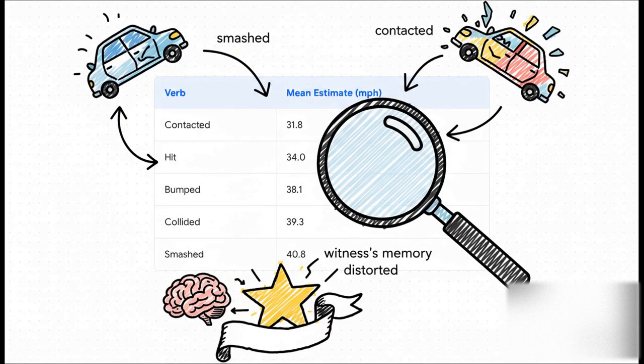They're pretty staggering, right? I mean, look at the difference. When the verb they used was smashed, the average speed people guessed was over 40 miles per hour. But when it was just contacted, it dropped all the way down to under 32. This just goes to show how a simple leading question can literally change a witness's memory. This table right here, this is pure AO1 gold.